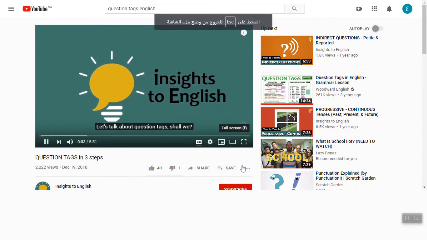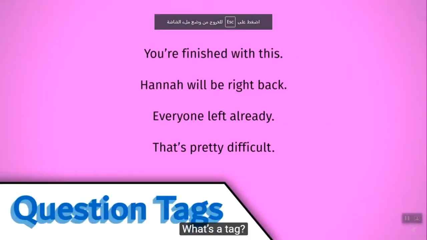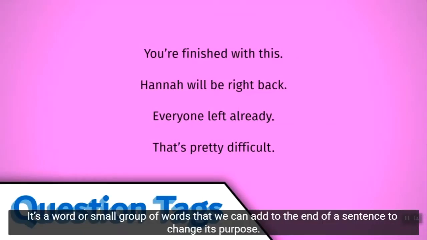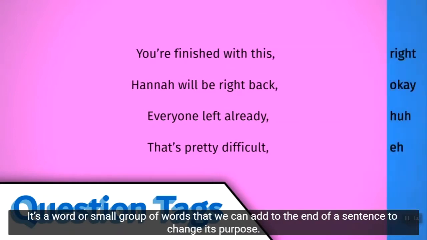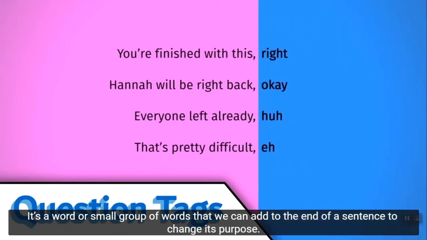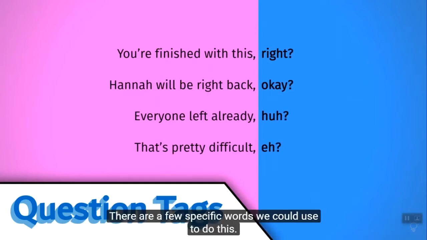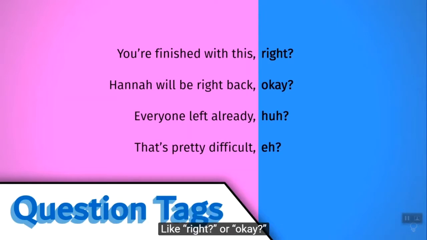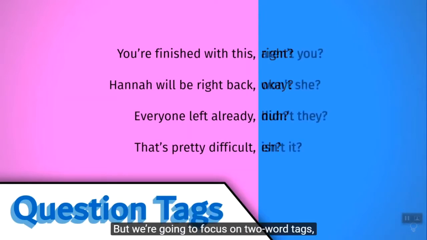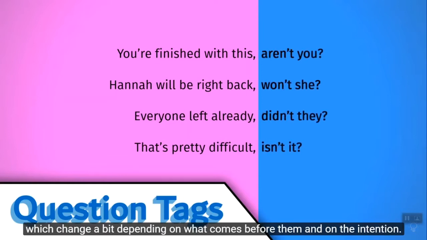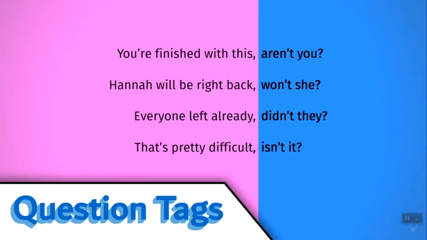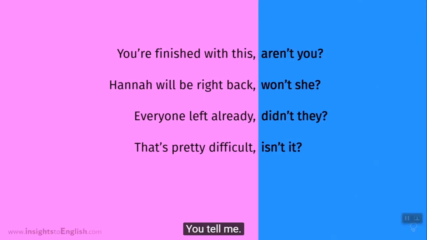Let's talk about question tags, shall we? What's a tag? It's a word or small group of words that we can add to the end of a sentence to change its purpose. Like turn it into a question? Yep. There are a few specific words we could use to do this. Like right or okay? But we're going to focus on two-word tags, which change a bit depending on what comes before them and on the intention. How do they change? You tell me.